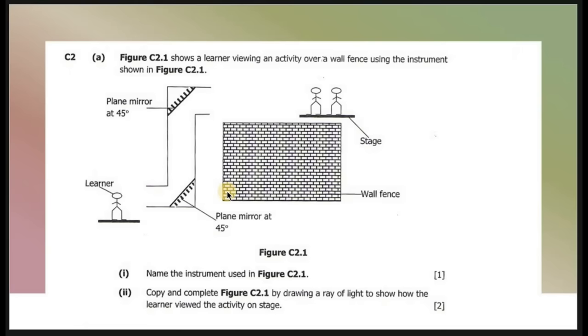Then you go to the second question, which is C2. Figure C2.1 shows Elena viewing an activity over a wall fence using the instrument shown in the figure. There's an activity here, and the learner is viewing this activity down here. They say name the instrument used. Then part B says copy and complete figure C2.1 by drawing a ray of light to show how the learner viewed the activity on a stage. So this is part A.